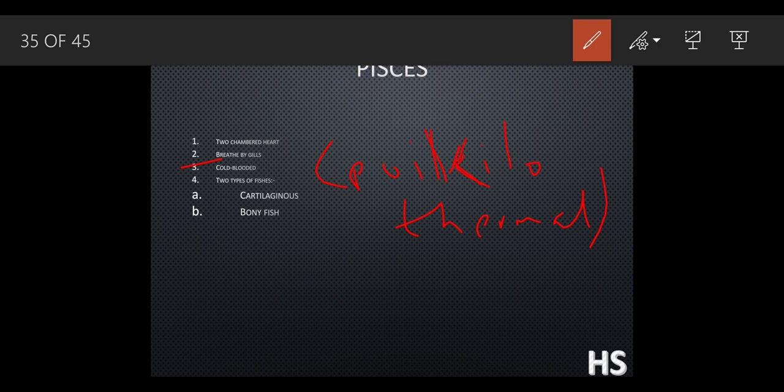The fish have no limbs, no hands and no legs. Their body is covered with scales. If you look at the fish, the scale part, their body is made up of these scales. These fishes have been divided into two parts: the cartilaginous and the bony fish.